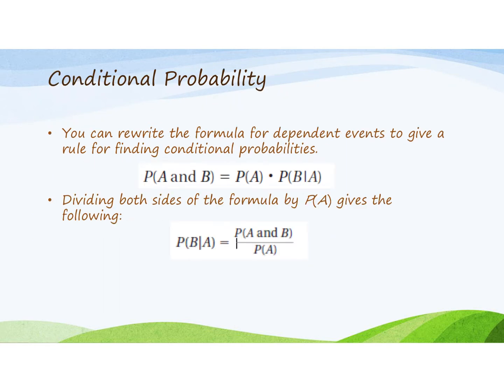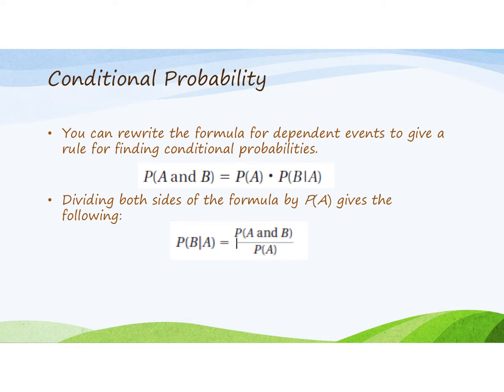Then for conditional probability, you can rewrite the formula for dependent events to give a rule for finding conditional probabilities. Again, that's going to be the probability of B given that A happened. You can divide both sides by the probability of A to come up with this formula.